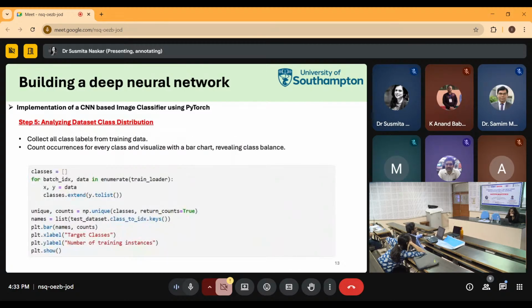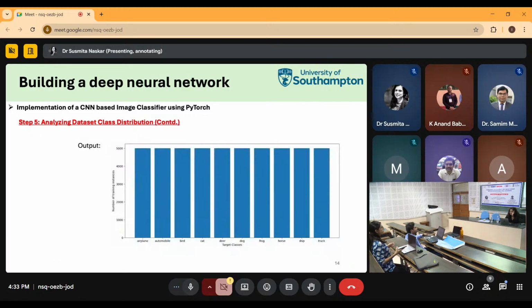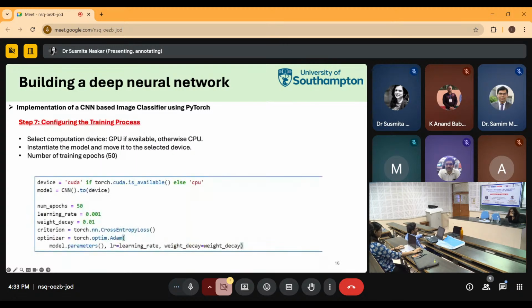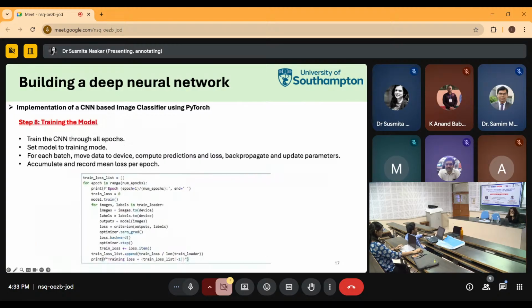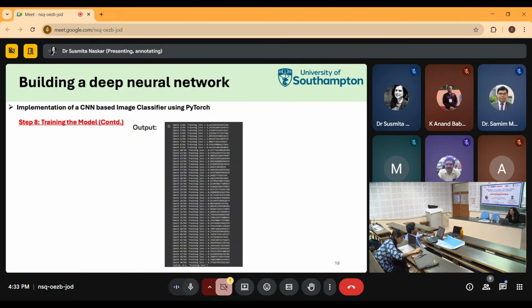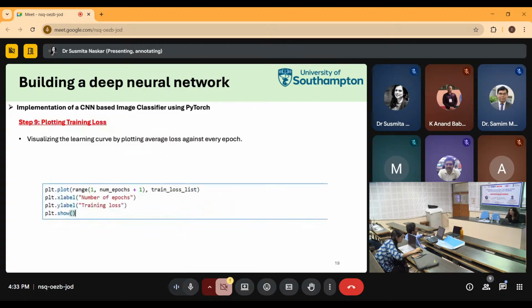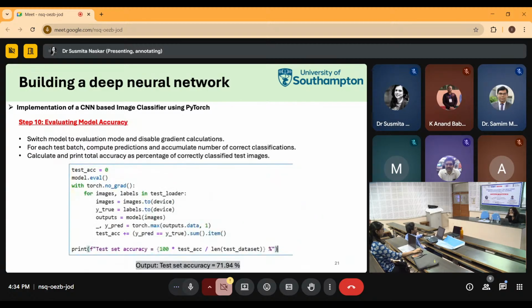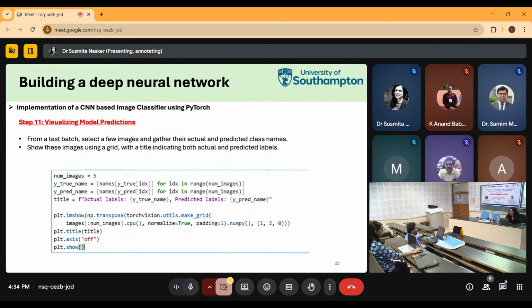Following that, we will analyze the dataset class distribution, which is going to give us something like this. Then we will build the CNN architecture using PyTorch. Further, we will configure the training process and train the model, and once we train the model, we'll get something like that. Then we will plot the training loss, and we will get something like this. Then we will evaluate the model accuracy, and once you do that, you do the model prediction, and you get the final output.